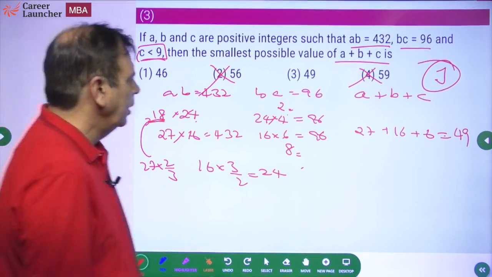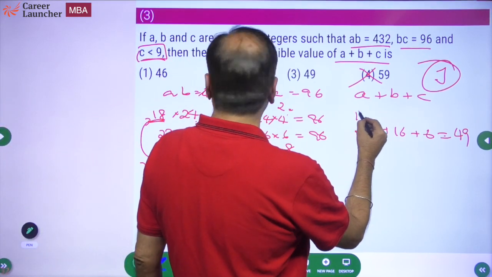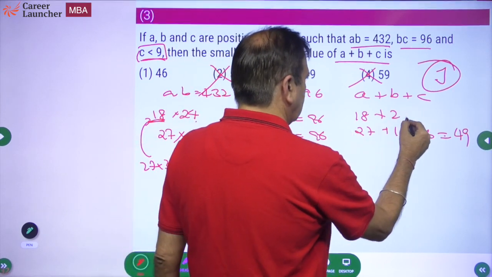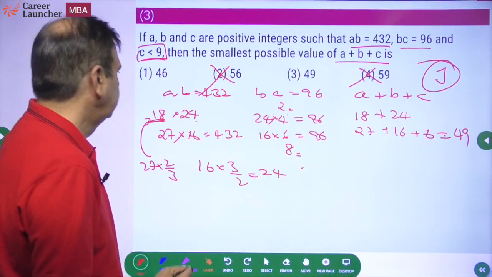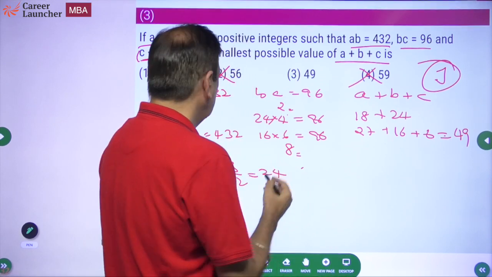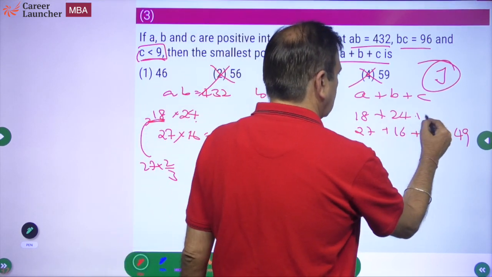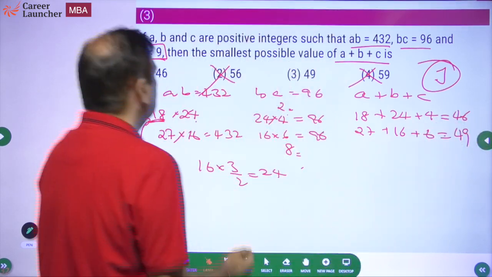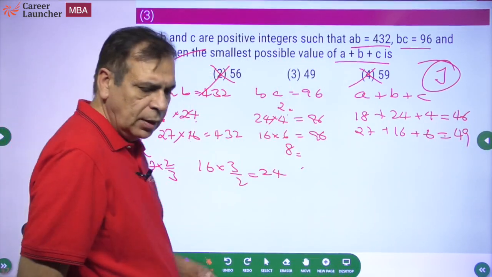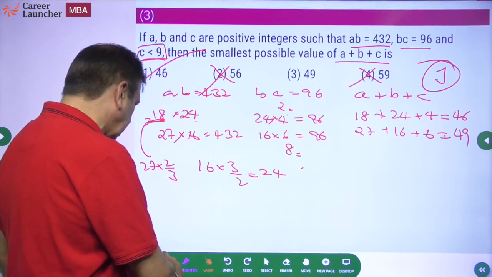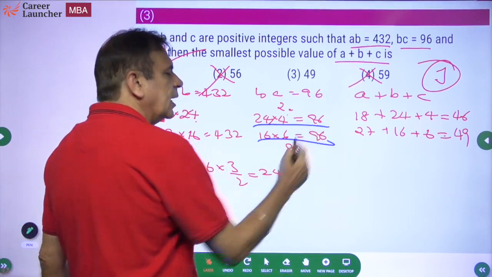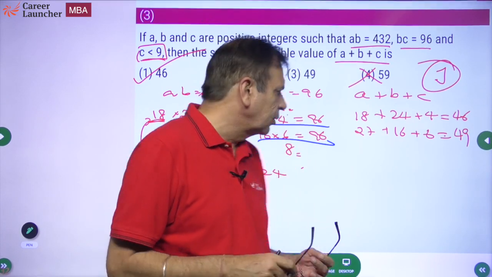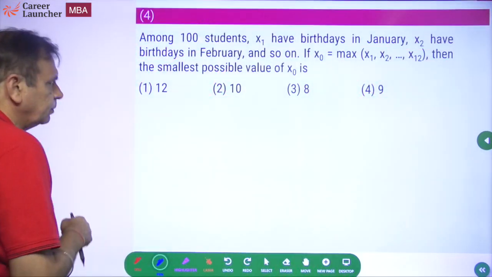Okay. So if A is 18, B is 24, and C is 4, that is 18 plus 24 is 42, plus 4 is 46. Okay. Correct answer. So always remember, you should start from the middle and check the middle numbers first so that you can even identify the direction in which your answer should be moving towards.